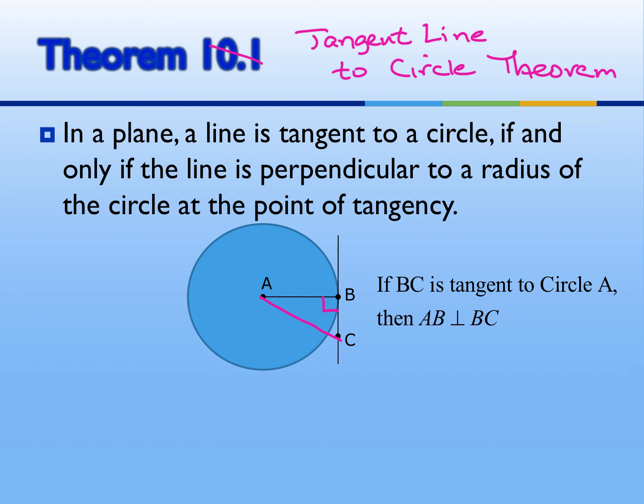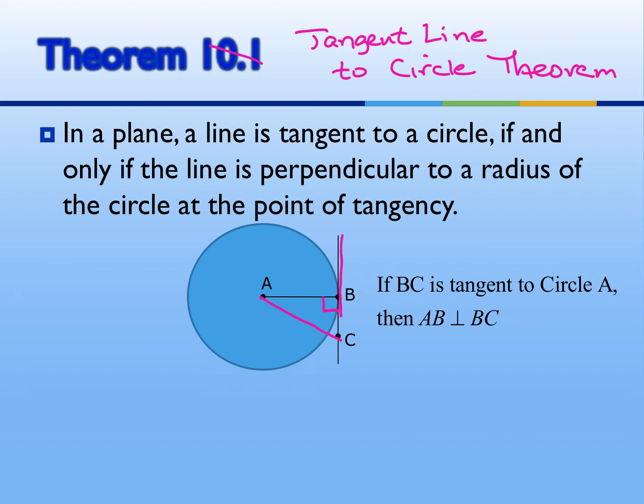Here, if BC is tangent to circle A, then that tells me that AB is going to be perpendicular to BC, and I know perpendicular lines form a right angle. And again, what you'll be looking for is to find the length of, say, AB or BC or AC given two of the sides, and you'll be using your Pythagorean theorem.